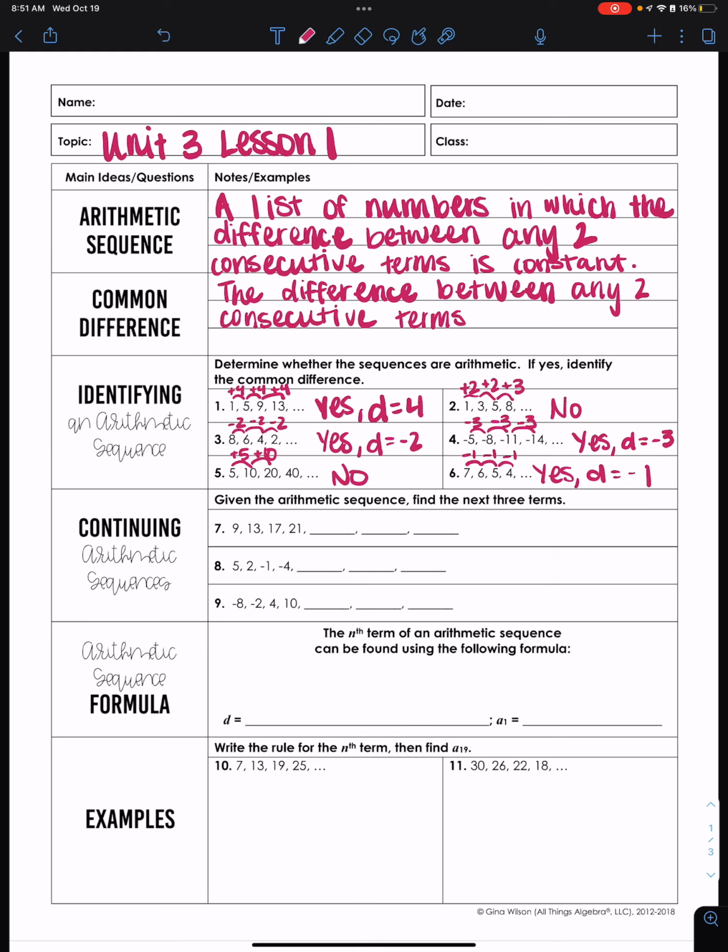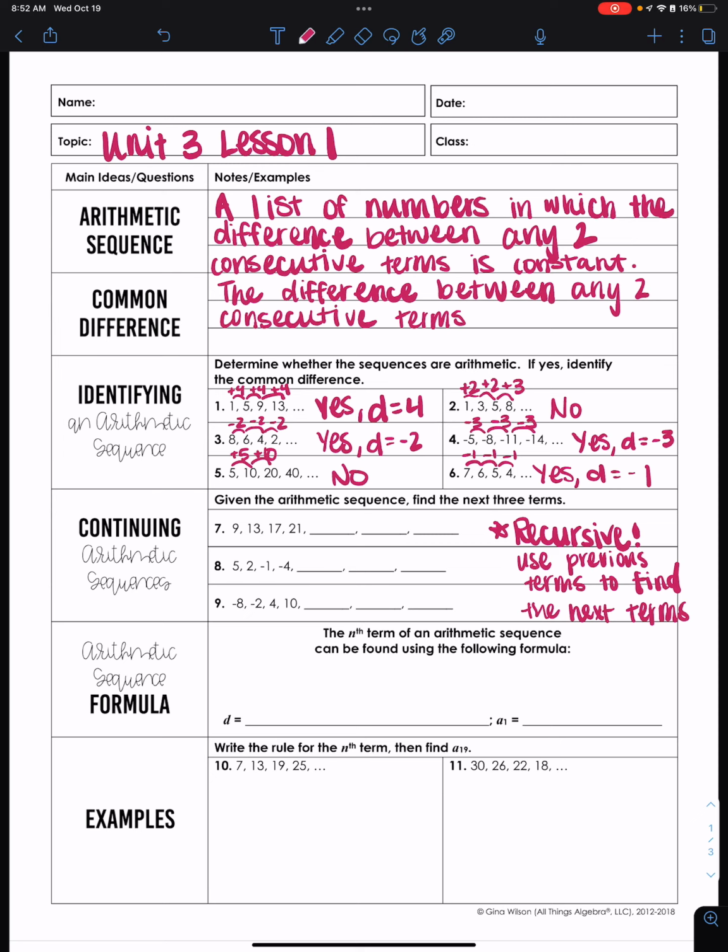Okay, if I want to find the next 3 terms in an arithmetic sequence, we're using what's called a recursive formula. You use previous terms to find the next ones. So this is something that you've probably been doing in elementary school. They would give you a pattern, and then you would find that pattern and then use that pattern to find the next couple terms.